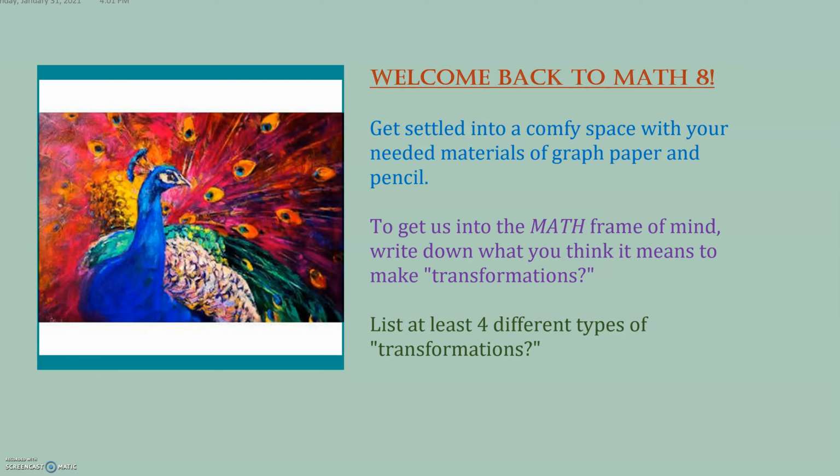So please go ahead and make sure that you find a comfy space. You have all the needed materials you need. Graphing paper is the best for this section. Get yourself in that math frame of mind. So the first thing we want you to do in your notes is go ahead and think what it means to make transformations. If you were told to transform something, think about what that means. Pause the video, take a moment, and list 4 different types of transformations.